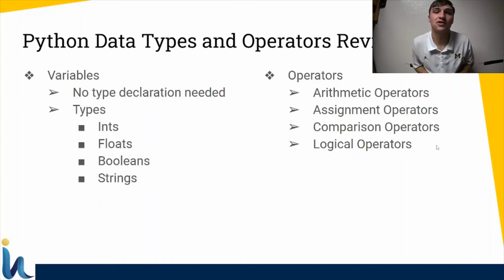And so just a quick review, variables in Python, you don't need to declare the type of variable that it is. Python recognizes it on its own. So types include ints, floats, booleans, and strings, and the operators are arithmetic, assignment, comparison, logical, just like in Java.